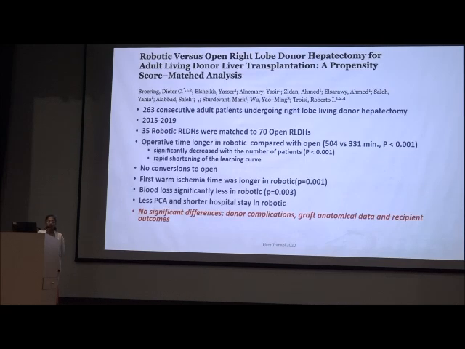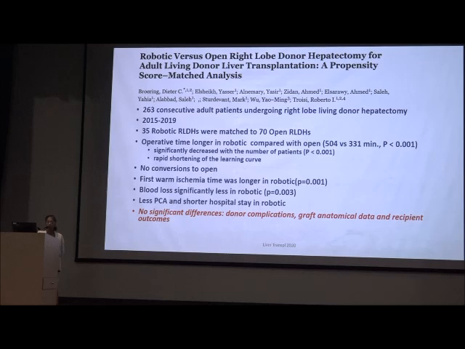So early in your learning curve, you are likely to choose donors with a more favorable anatomy, which may result in more favorable results. In order to overcome the selection bias, the group from Saudi compared robotic and open right lobe donor hepatectomies and did a propensity score matching analysis. So they compared 35 robotic right lobe donor hepatectomies with 70 open right lobe donor hepatectomies, matching them for the donor's age, gender, and BMI, and the recipient's age, gender, BMI, MELD, and indication.